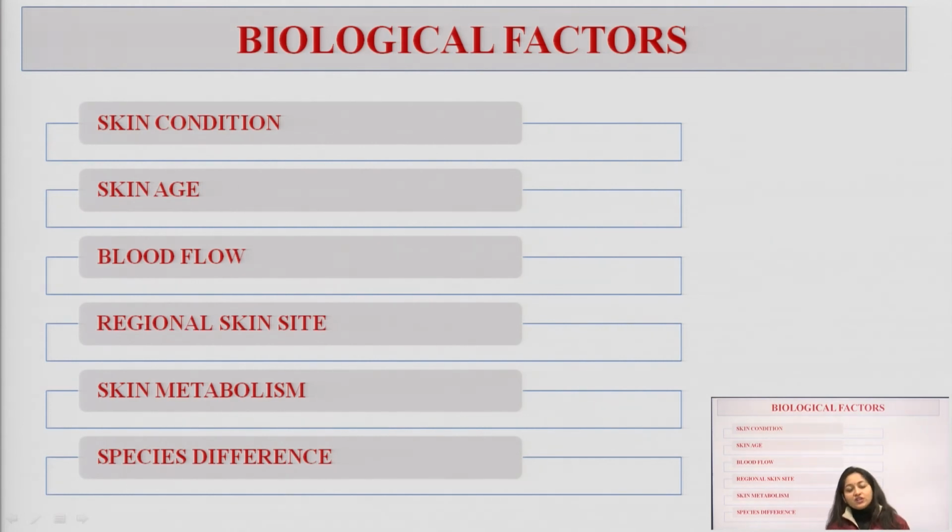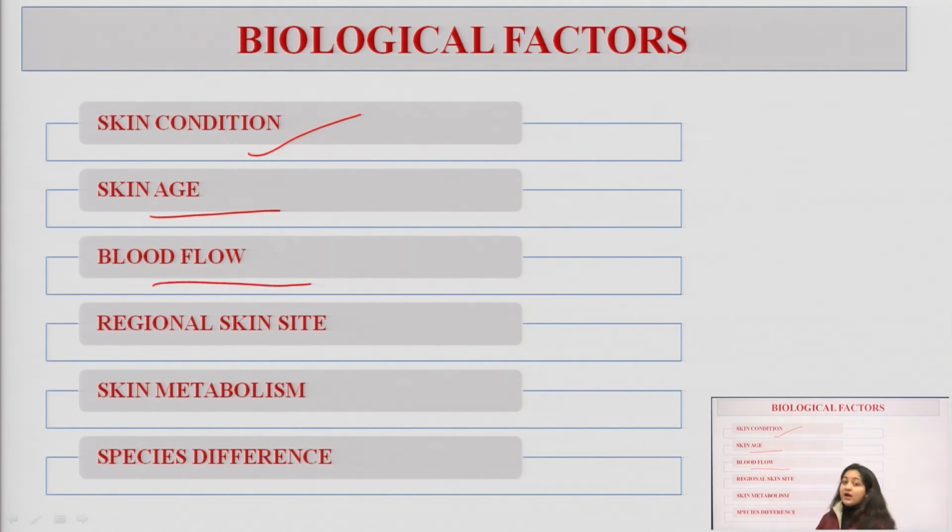What are the biological factors that differ from individual to individual and are responsible for an increase or decrease in dermal penetration? Let us see. First is skin condition. Definitely, if a person has dehydrated skin, the dermal penetration is going to be affected as compared to a person whose skin is hydrated. So, depending on the skin condition, the factors may change. Then skin age. If the skin is of an older patient, the factors are definitely going to be affected as compared to a young patient.